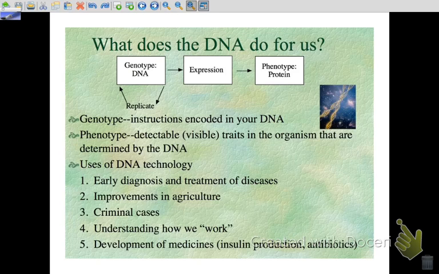Understanding how we work, knowing what DNA codes for what genes, where certain mutations might happen, and maybe how to fix it, curing cancers, things like that. And then we can develop medicine, insulin production. We use pig DNA to create insulin for people who are diabetic, antibiotics, vaccines. So lots and lots of different uses.